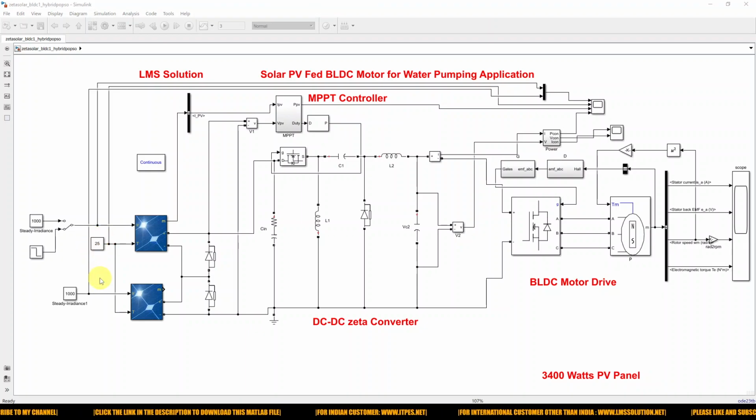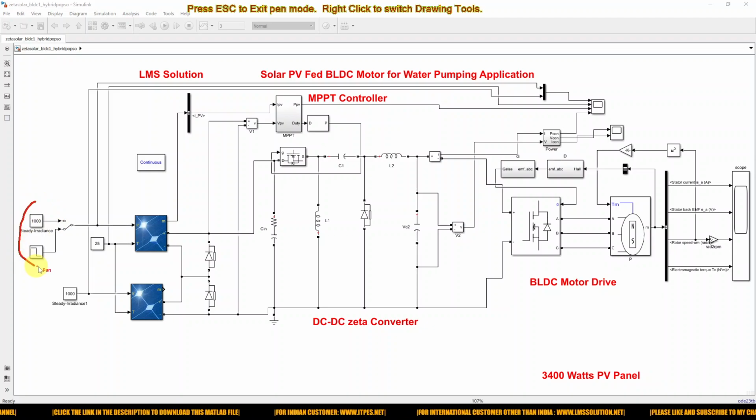And then here we have provided the irradiation for the first panel with two logics. One is with the steady irradiation condition, that means uniform. That means we are going to fix here 1000 and here 1000. So that means we are going to fix the same irradiation for the first panel and the second panel. Then the condition was uniform irradiation condition. So when you have to fix the irradiation for both panels at a different irradiation level, that is known as non-uniform. Otherwise, it is called partial shading condition.